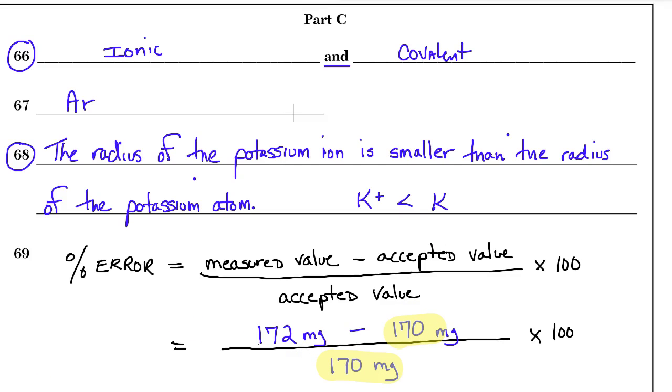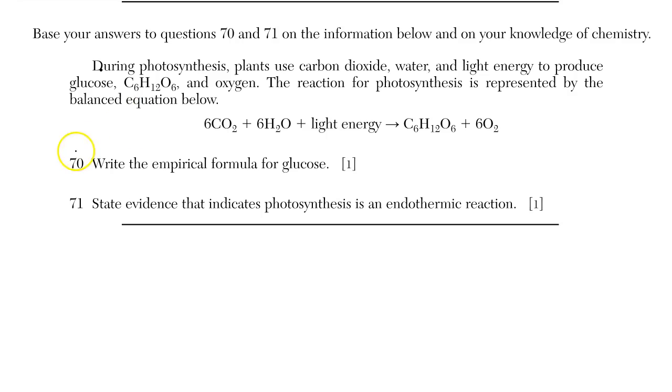Okay, so coming on to number 70. Number 70. So we've got another blurb here, and it's a very small one. It's talking about photosynthesis, but here comes the question. Write the empirical formula of glucose. Now you say, oh my gosh, I don't know glucose, so you may have to go back into the blurb, and we see that glucose is C6H12O6. There it is.